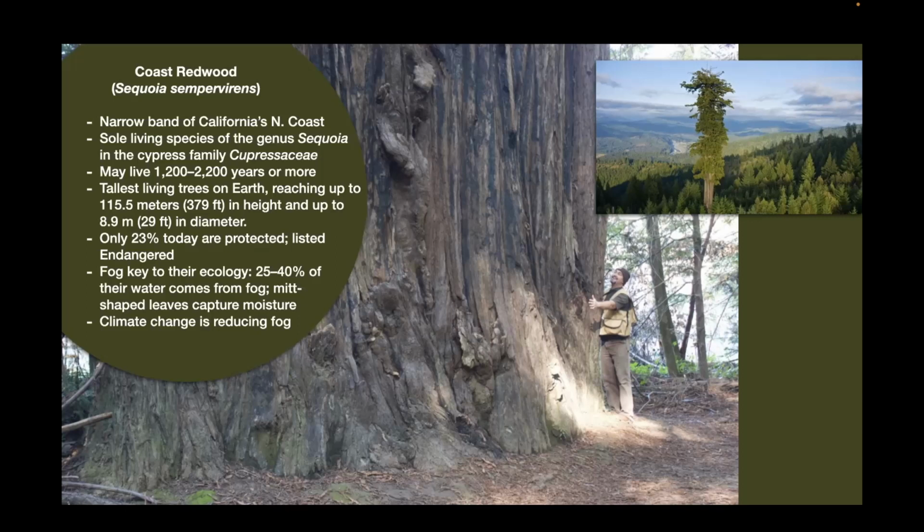Only 23% of the existing ones are protected today in protected lands. The rest are outside of there and are listed. It is an endangered plant. Interestingly, this plant gets 25 to 40% of its water from fog, sea fog. And the leaves are fat, wide, and slightly cupped, so they capture moisture. But unfortunately, as with many things, climate change is affecting this species' survival. It is reducing the fog and therefore the amount of moisture that this plant can process.